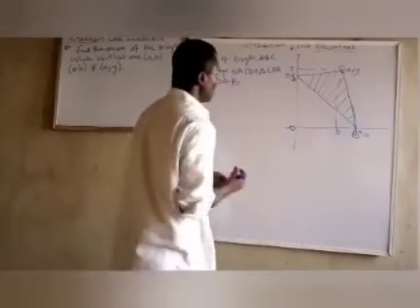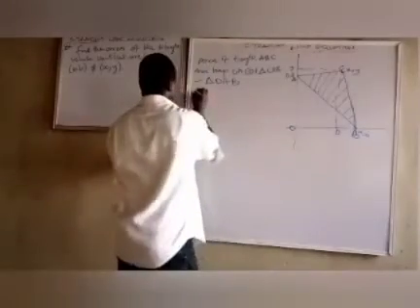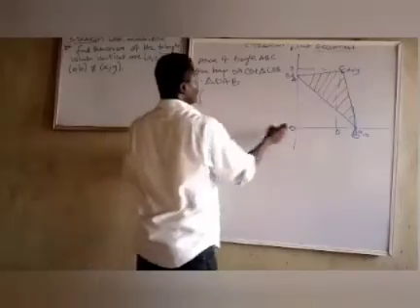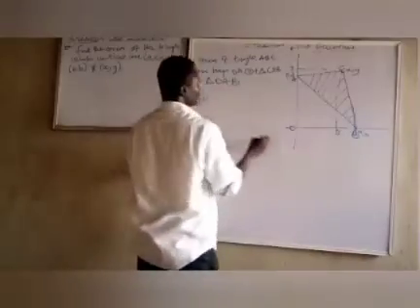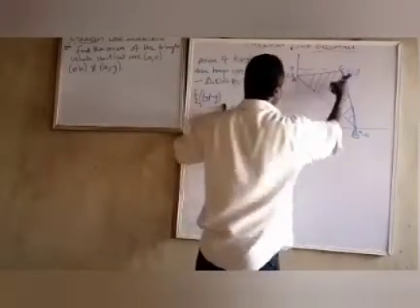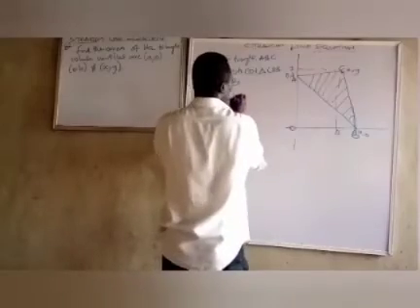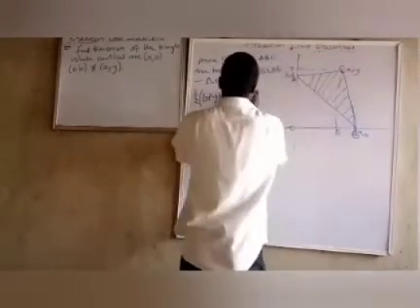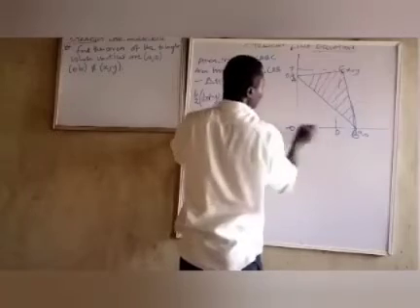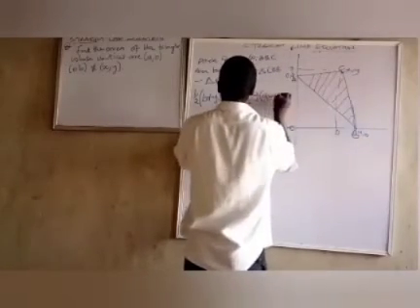Let's take them one by one. What is the area of OACD? That will be half of B plus Y, times the distance here, X, plus what is this one? Half Y into A minus X.